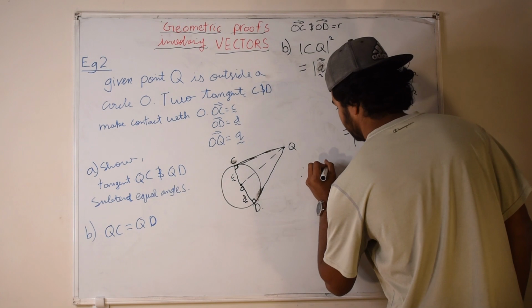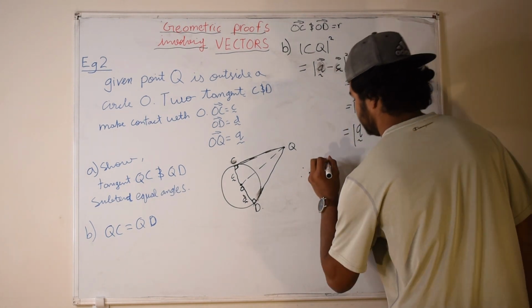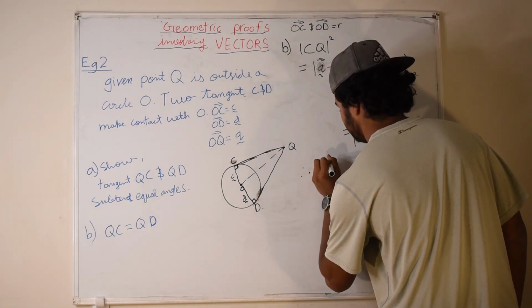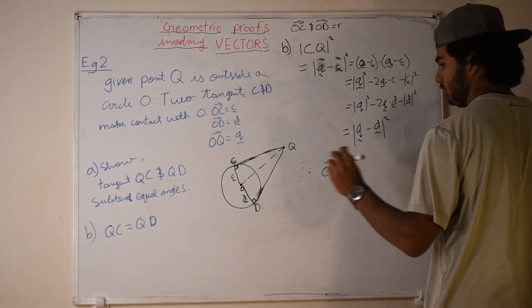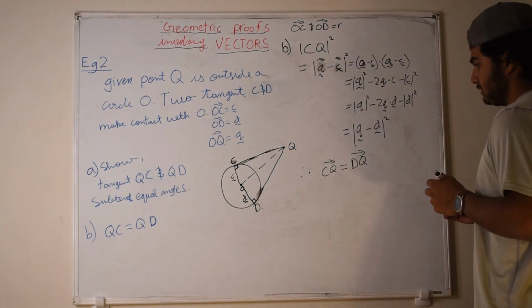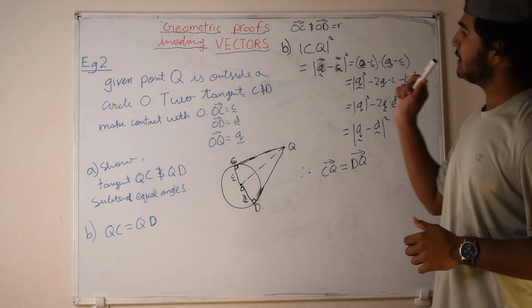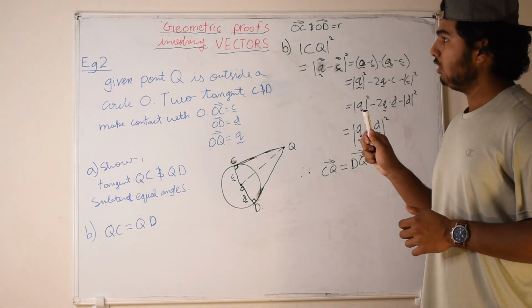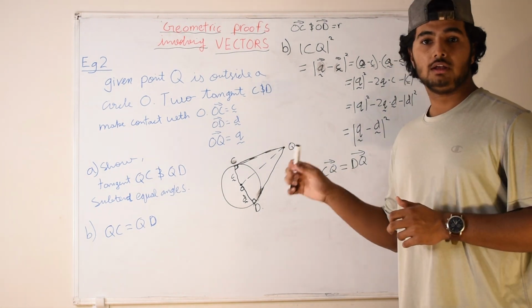Therefore, CQ equals DQ in this case. So that is how you do example number 2. Now we'll go on to the next example.